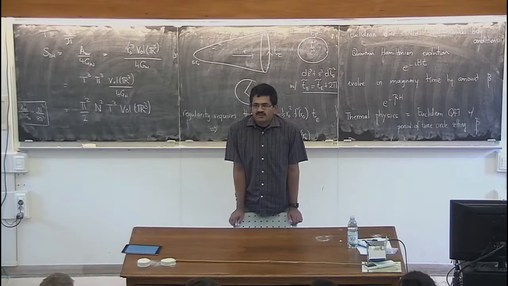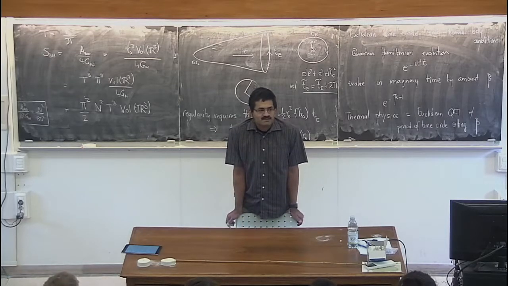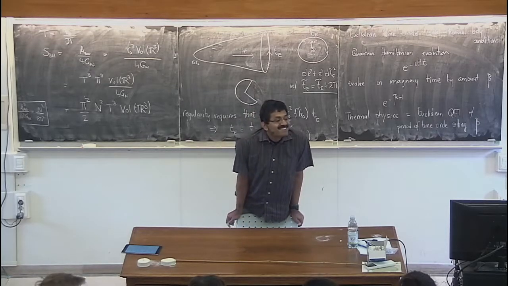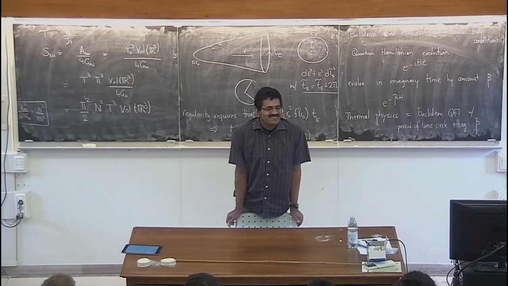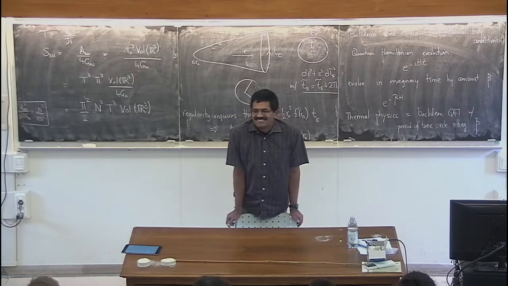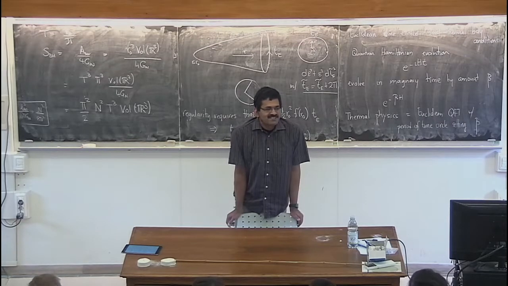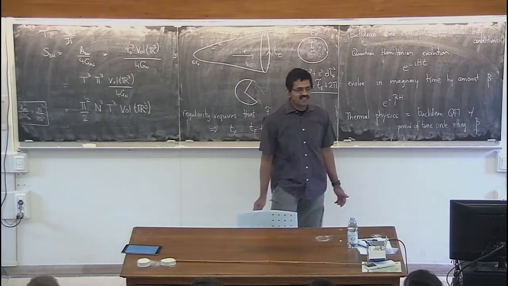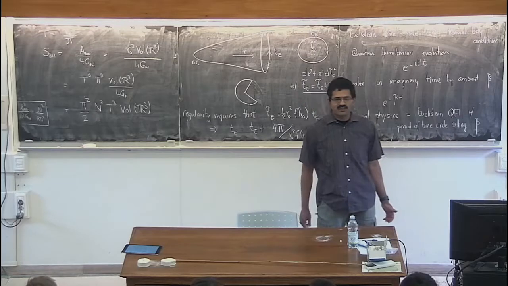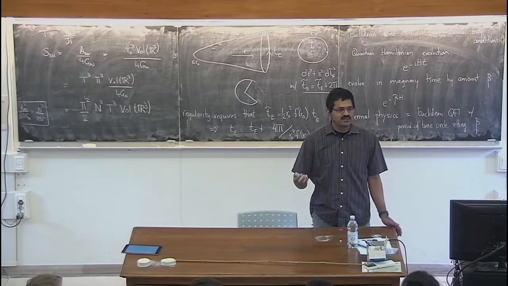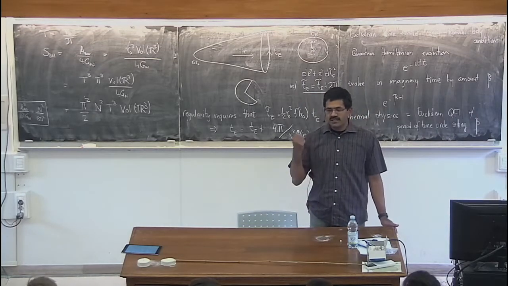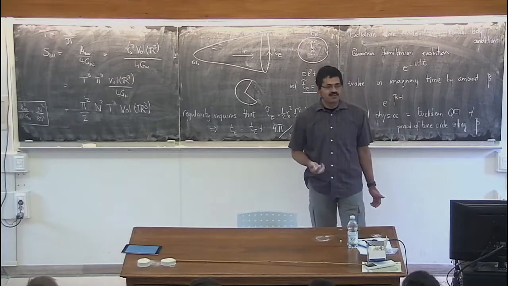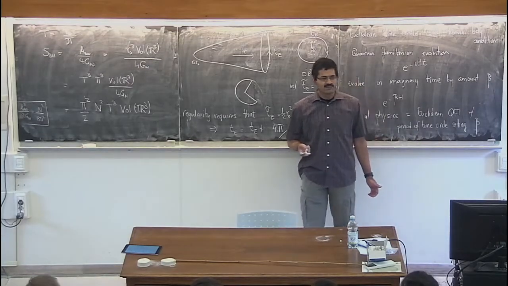How many people know Stefan Boltzmann's law? Or how many people don't know Stefan Boltzmann's law? Everybody knows Stefan Boltzmann's law. So Stefan Boltzmann's law says that the pressure in a photon gas scales like T to the 4. So entropy is one derivative of pressure. Entropy scales like T cubed. Do you know why that is?